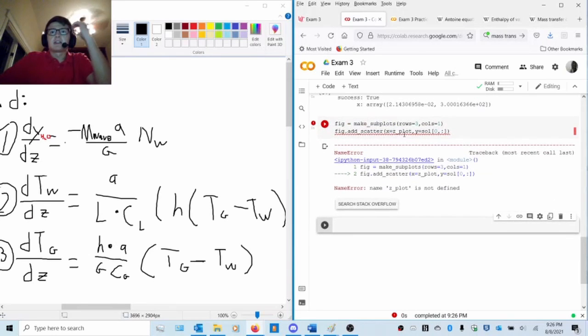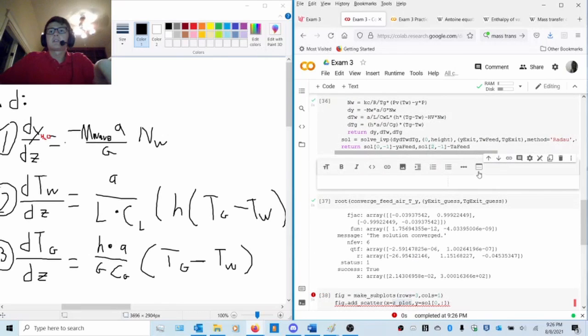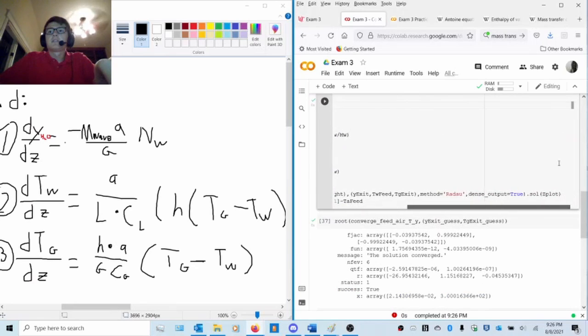Ooh, we didn't like that. Probably because I put in the wrong thing for z-plot. I didn't want to do that. Delete cell.